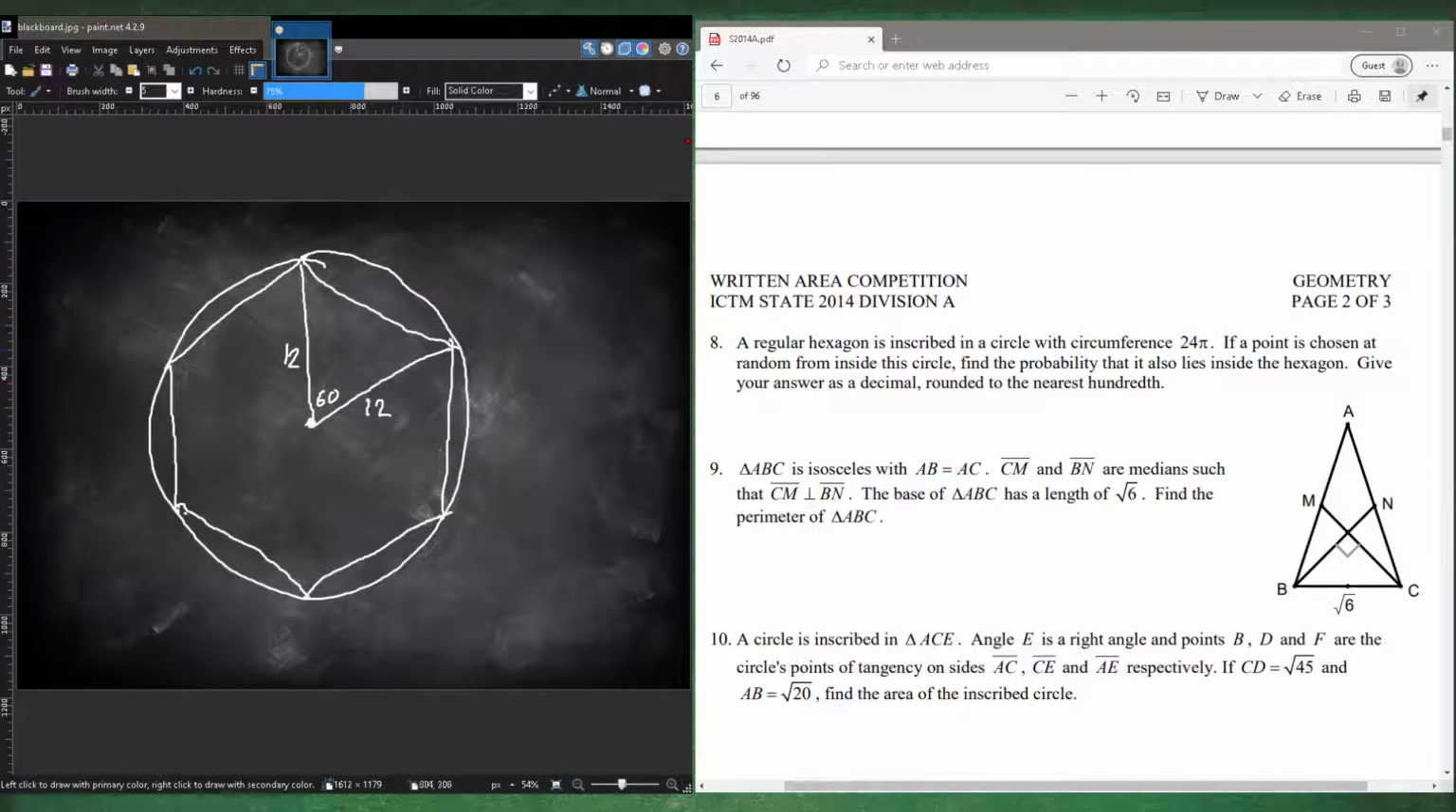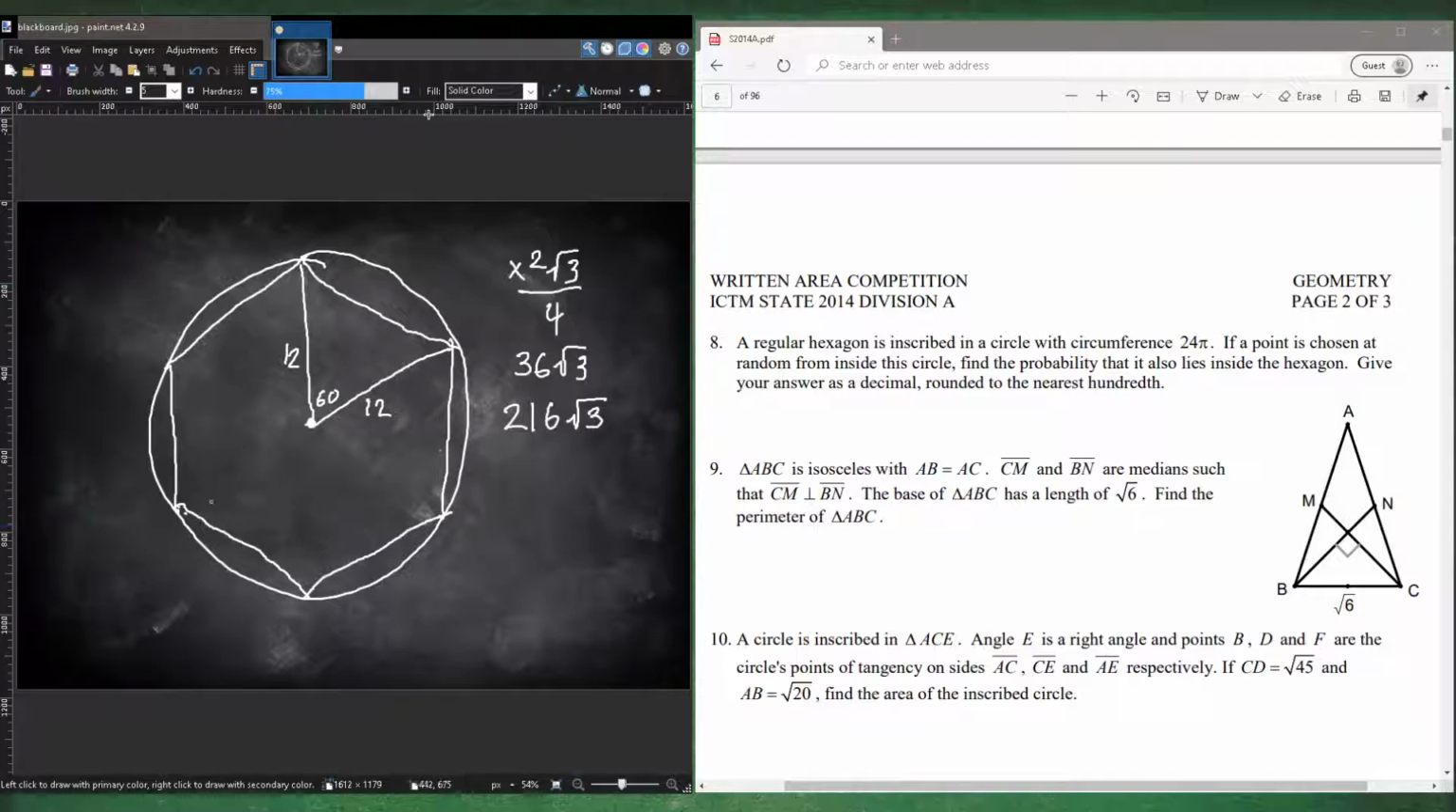So what's the area of an equilateral triangle? Well, the formula is x squared times square root 3 over 4. x is the side length, so it's 12. So 12 squared is 144, divided by 4 is 36, so 36 square root 3. And that's only one of them. Remember, a hexagon is 6 of them. So when you multiply this by 6, it's 216 square root 3. So that's the area of our hexagon.